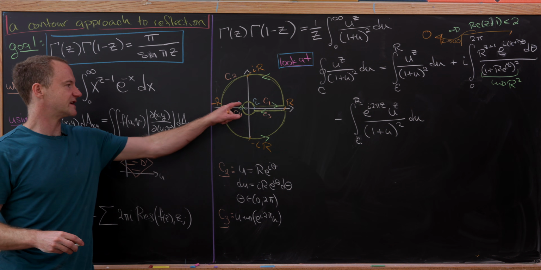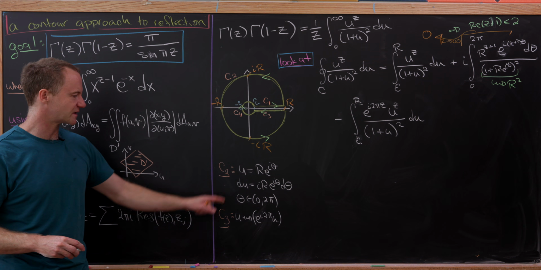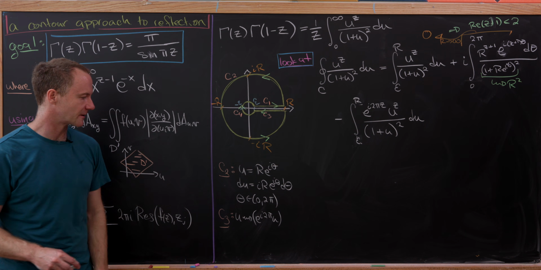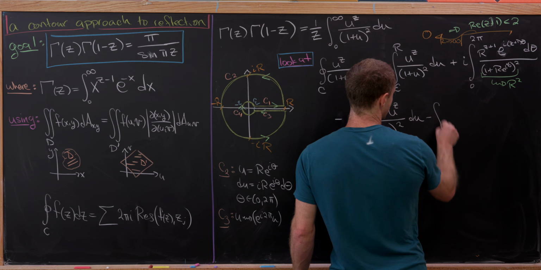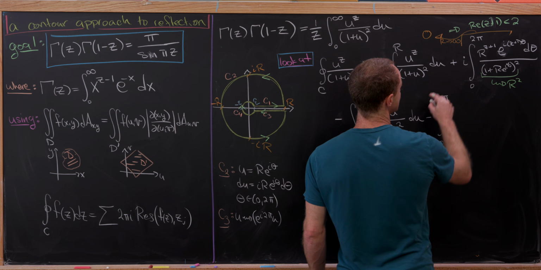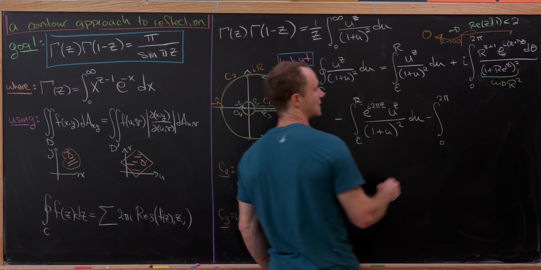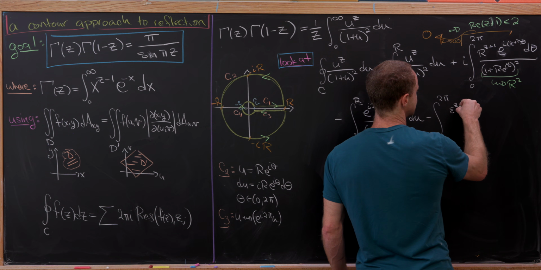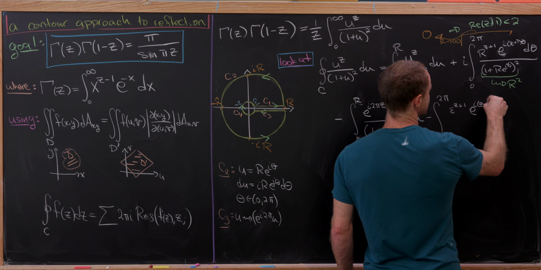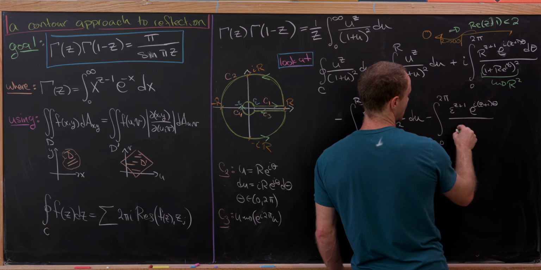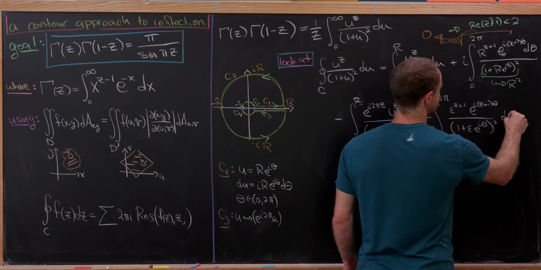Now what do we have for C4? Notice C4 will be a circle of radius epsilon. That's essentially what's going on right here, but it's oriented in the opposite direction. So we can set that up with a minus sign and then the integral from 0 to 2 pi of, well, it's going to be exactly this where we replace r with epsilon. So we've got epsilon to the z plus 1, and then e to the i z plus 1 times theta, over 1 plus epsilon e to the i theta all squared, d theta.